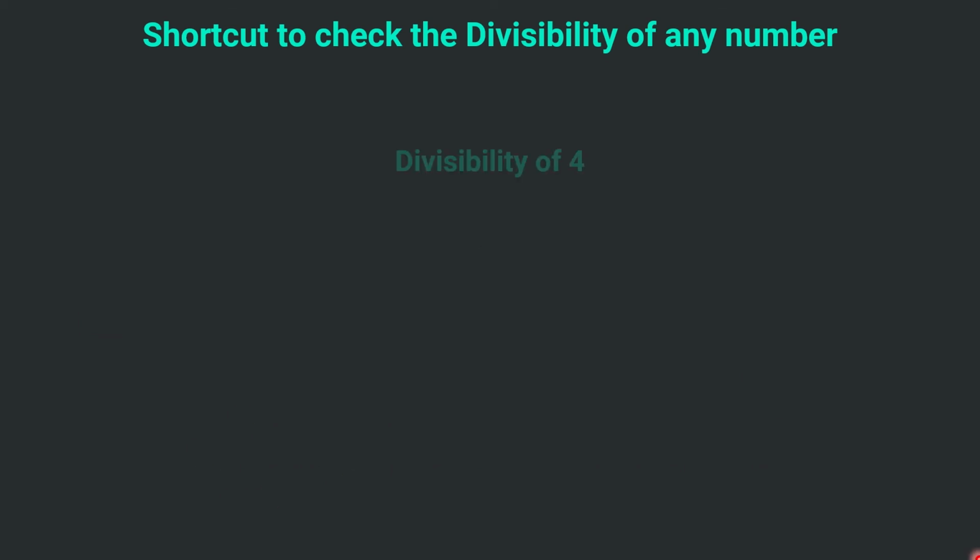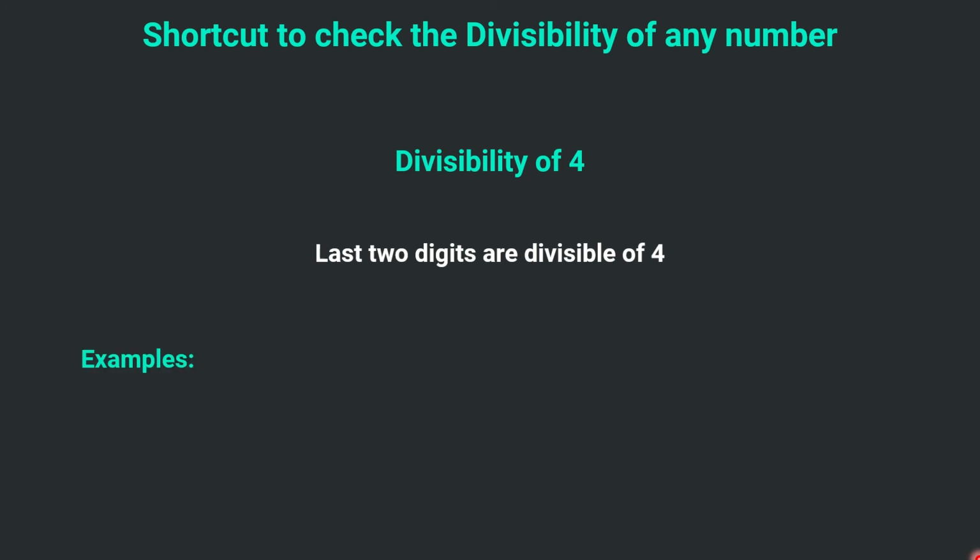So let's see how to check the divisibility of 4. For the multiples of 4, their last two digits will also be divisible by 4. So for example, we have 32. 32 is already a two-digit number, so it is divisible by 4. Then we have 2,465,624. The last two digits are 24. 24 is already divisible by 4. So this complete number will also be divisible by 4.